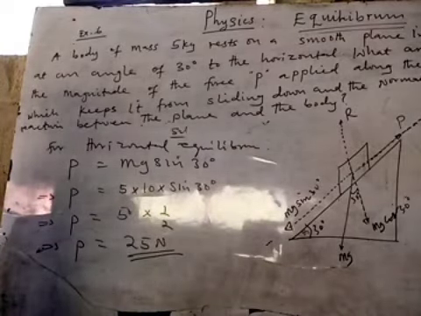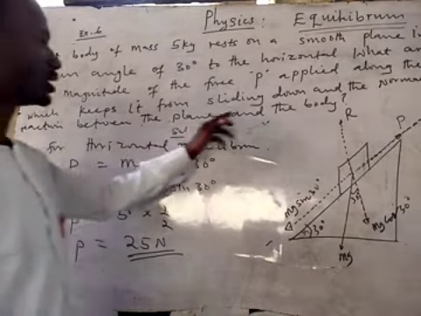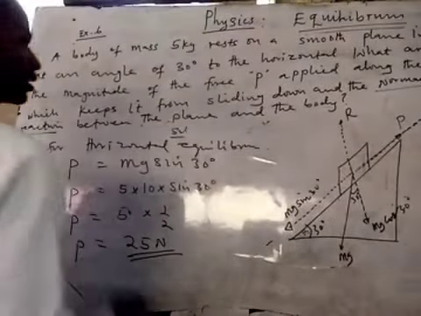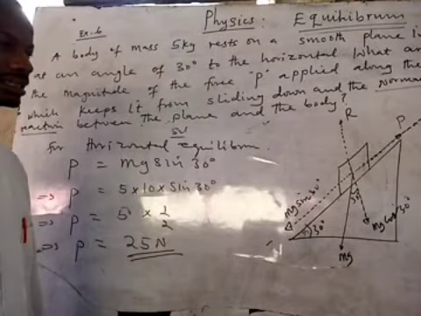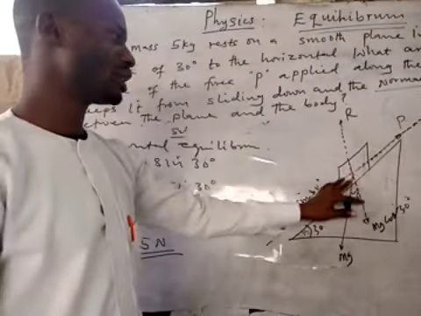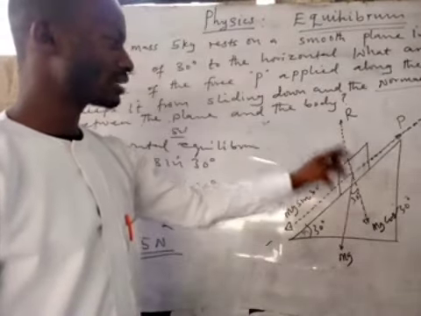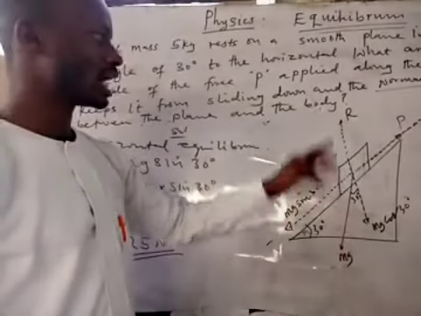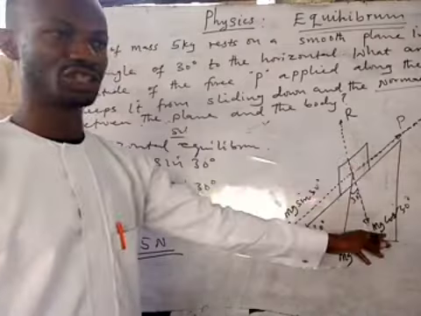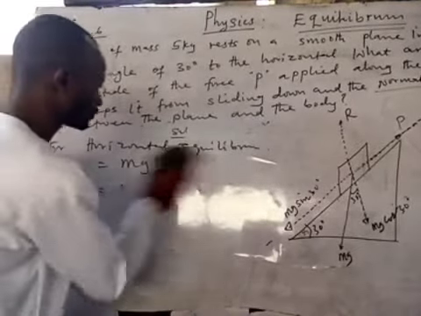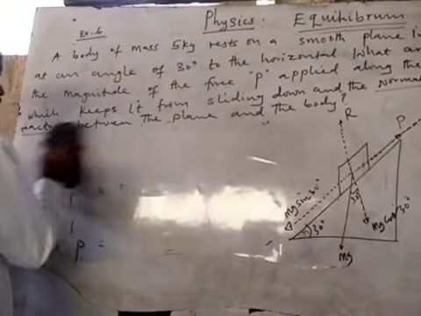In the same vein, we can find the next part, because the question says we should also find the normal reaction. Can we find the normal reaction? Yes. The normal reaction here is acting vertically. And for this body to be in equilibrium, the forces acting vertically must cancel themselves. So therefore, what it means is that our R should be equal to mg cos 30 degrees. And that solves the matter. But let us just show the working here, and we have to clean up this.